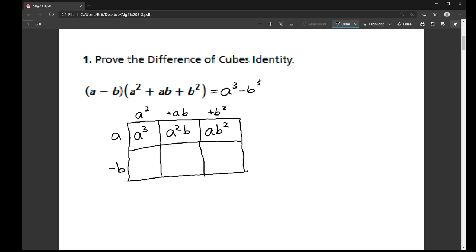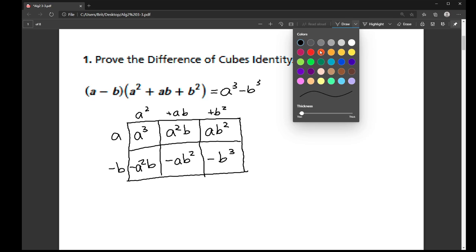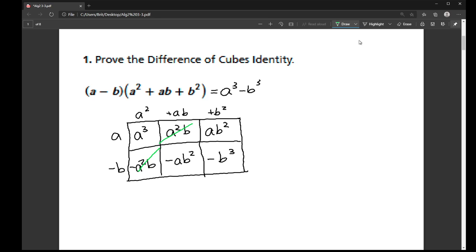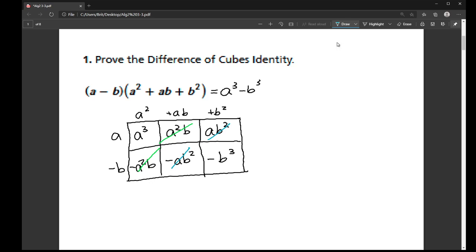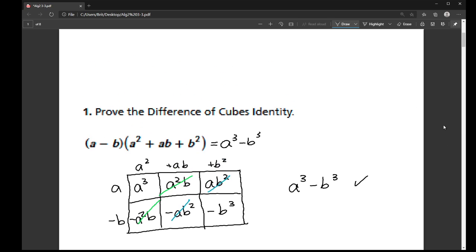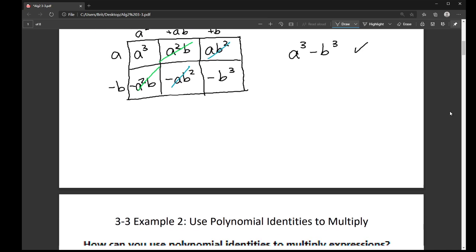Now here down at the bottom, negative b times a squared is negative a squared b. Negative b times ab is negative ab squared. And negative b times b squared is negative b cubed. So I have a positive and a negative a squared b, and I have a positive and a negative ab squared. So the only things that are left are a cubed minus b cubed. And so that's why that formula works. And that's the proof that's there.